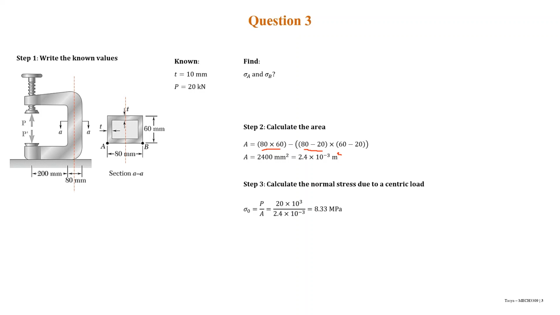Okay, the third step is we need to calculate the normal stress due to centric load. Centric load here is the P. And so we define it as sigma 0 is P over A. P is 20 kilonewton, so 20 multiplied by 10 to the power of 3. And then A is from here, which is 2.4 multiplied by 10 to the power of minus 3. And we just need to do the basic calculation, and we obtain the stress due to centric load is 8.33 MPa.